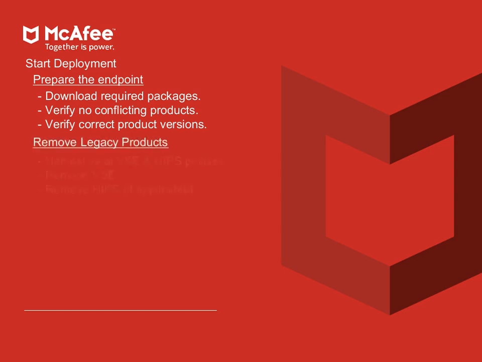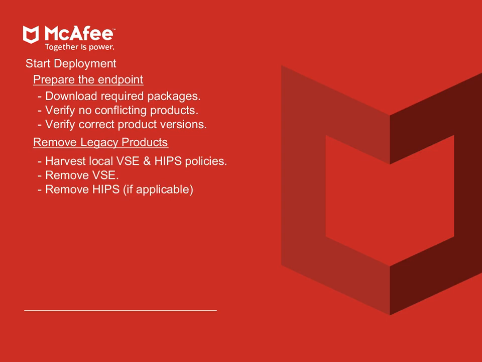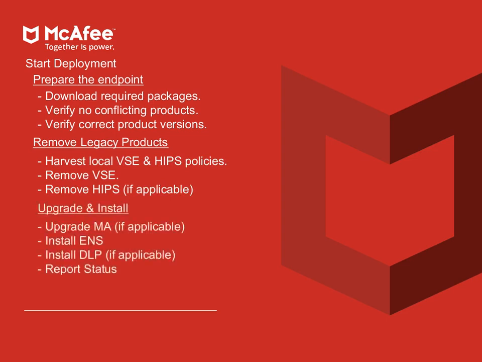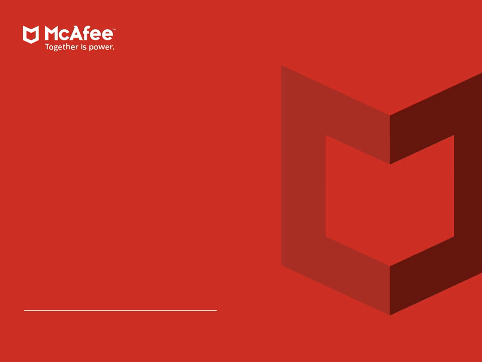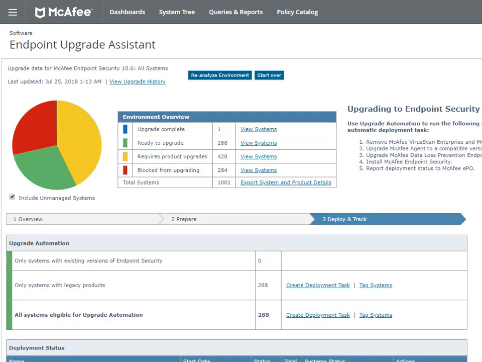If possible, local VSE and HIPS policies will be migrated. Upgrade Automation will then remove, upgrade, or install the required packages. The endpoint migration is now complete and the status will be reported to ePolicy Orchestrator. Finally, the Deploy and Track tab will display the status, and allow you to view deployment task for each deployment.